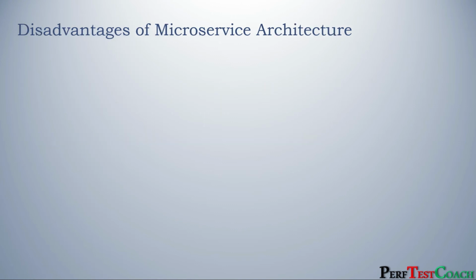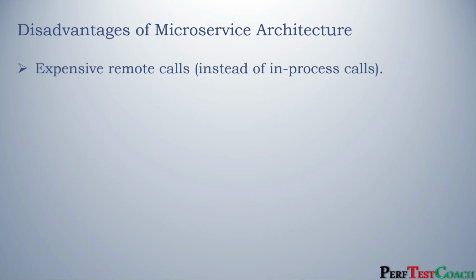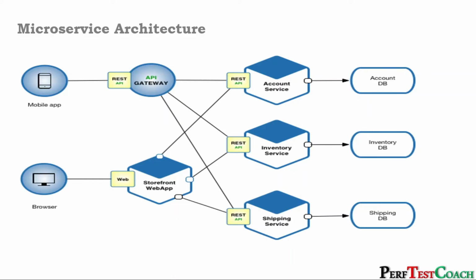Now let us discuss a few disadvantages of microservice architecture. Expensive remote calls instead of in-process calls. In case of a monolithic application, all these modules were deployed as a single application. So when these modules need to communicate with each other, they make an in-process call which is usually quick and uses less IT resources. But in this case, when the storefront web app needs to communicate with the account service, it needs to make a remote API call which could be expensive and will consume more IT resources.